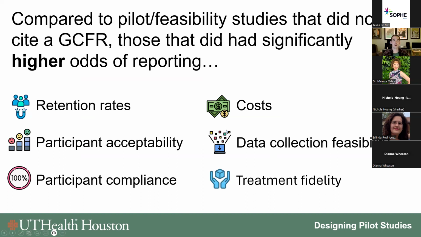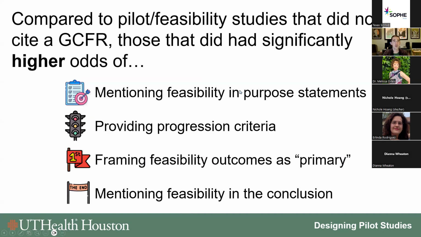And basically what we found was when you use the available literature to help you design your pilot study, you had higher odds of reporting things like retention rates, acceptability, compliance, costs, data collection feasibility, treatment fidelity. So all the things that we would like to see in a pilot study, these pilot studies were doing. You also had higher odds of mentioning feasibility in purpose statements, providing these things called progression criteria, which we'll talk about in a minute, framing feasibility as the primary outcome, which should be done in our pilot studies, and then mentioning feasibility in the conclusion as well.